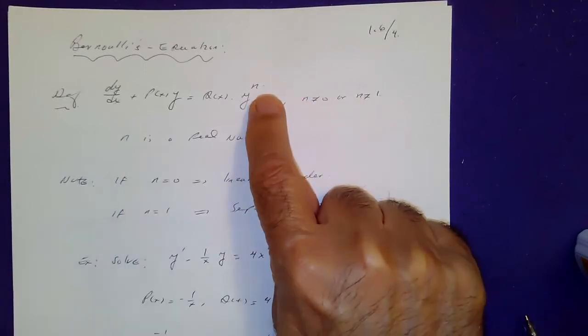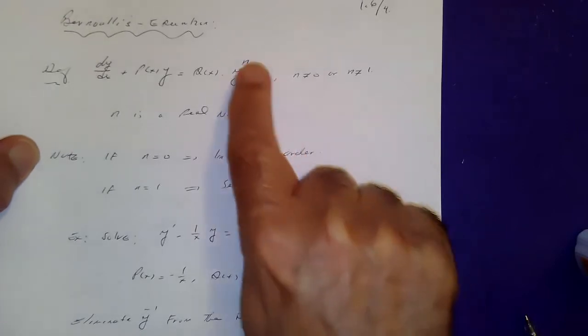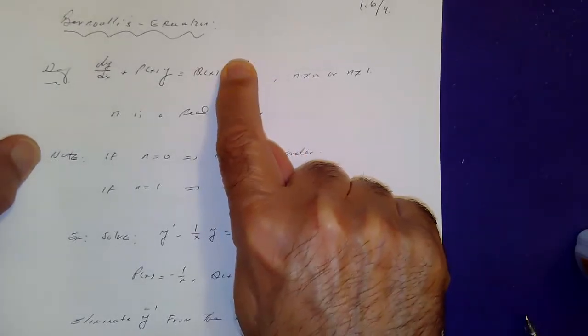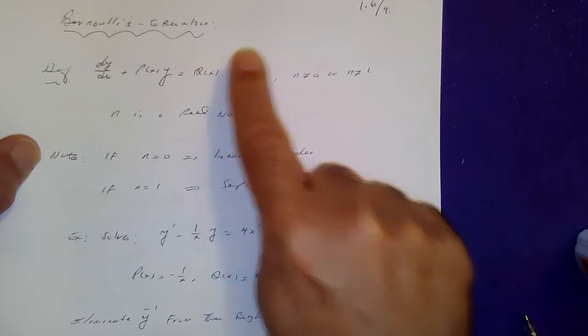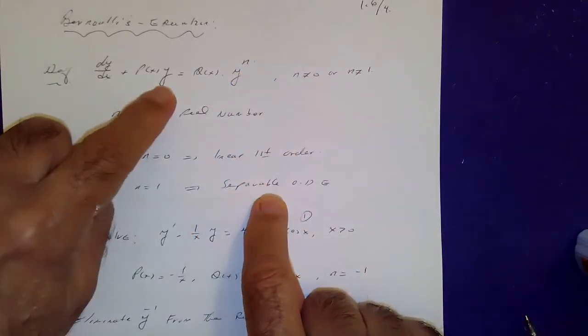Why can't n be 0 or 1? Because if n is 0, the equation becomes first order linear, which you can solve by finding the integrating factor and going from there. However, if n is 1, then the equation becomes separable.